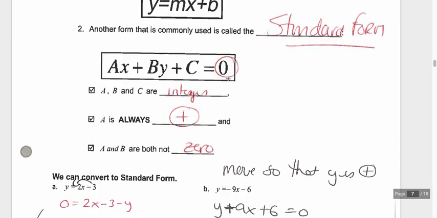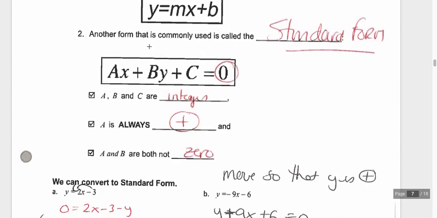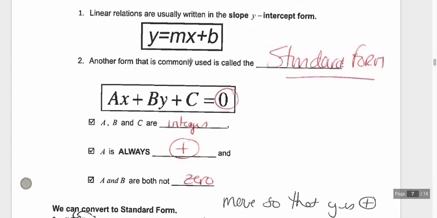The last thing I want to do is just change this into standard form. Change the equation into standard form. It's another way to write an equation. It's not even close to as effective and useful as this, but it is used though.